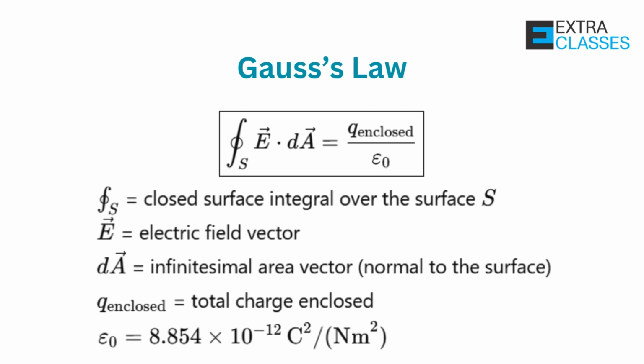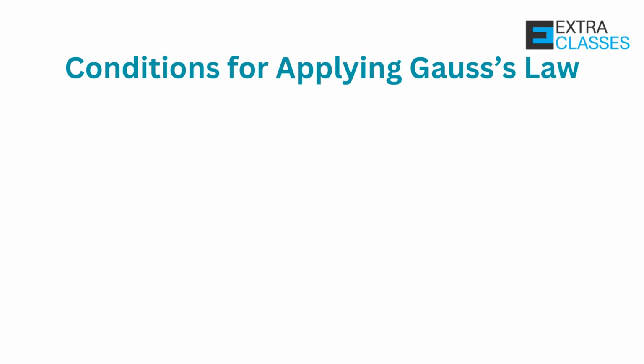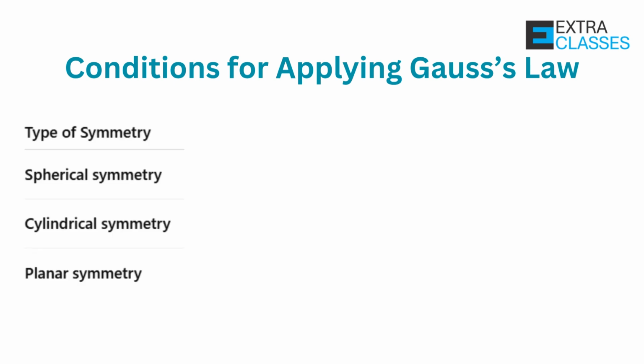E is the electric field vector. dA is the infinitesimal area vector, normal to the surface. Q is the total charge enclosed. And epsilon naught is 8.854 into 10 power minus 12 Coulomb square per Newton meter square. Gauss's law relates the electric field to the distribution of electric charges producing it. It helps calculate E for highly symmetric charge distributions like spherical, cylindrical, and planar.